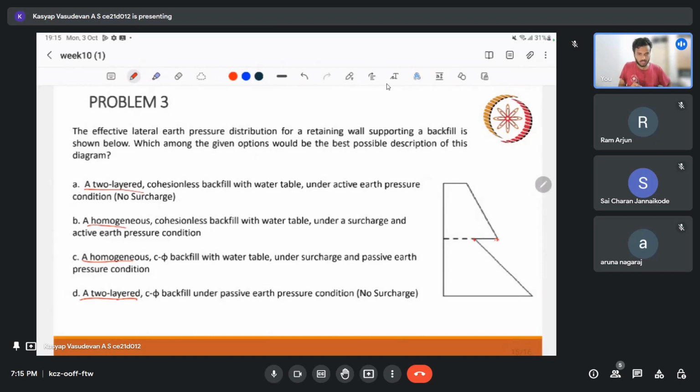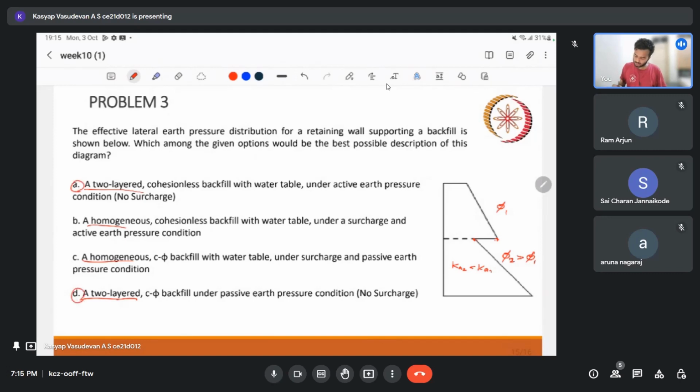Since we have a shift at this point, I can say that the soils are different, and this is greater than this, because the stronger the soil, our Ka2 will be less than Ka1, and our lateral pressure will be lesser. That's why there is a sudden shift. So I can say that it is either A or D.